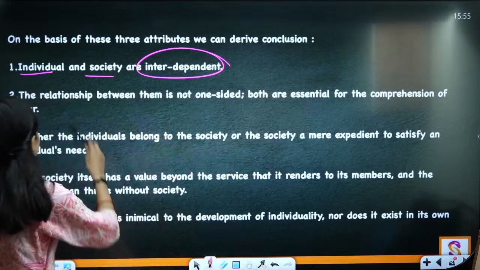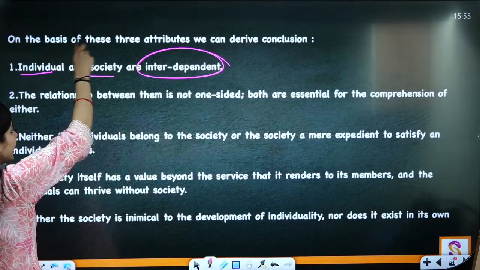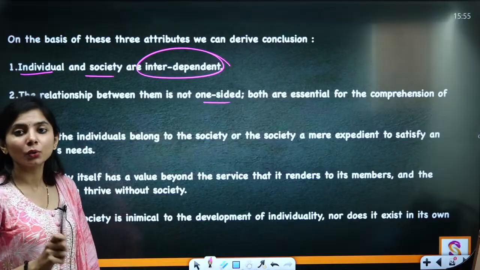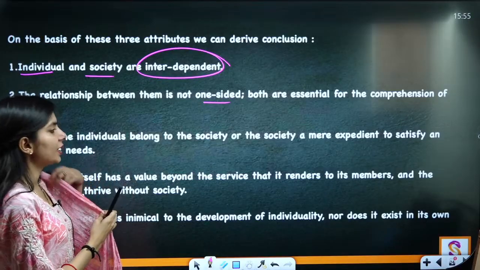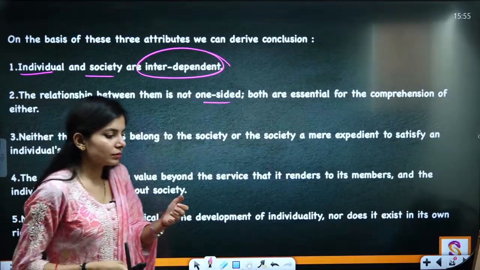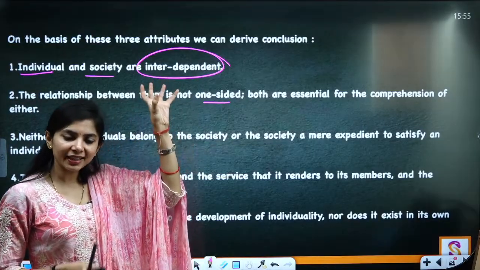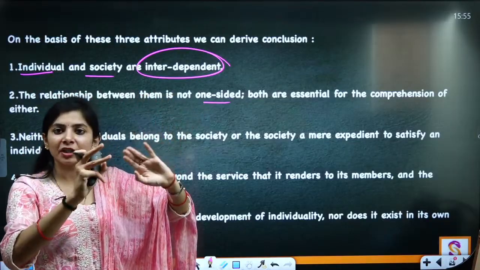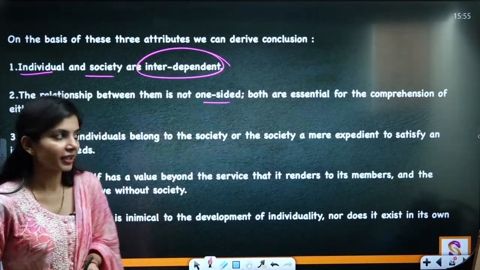Next, the relationship between the society and the individual is not one-sided. Always it would be two-sided. Always it would be based upon mutual coexistence, meaning the growth of the society and the growth of the individual are interdependent, dependent upon each other, and they will behave accordingly.